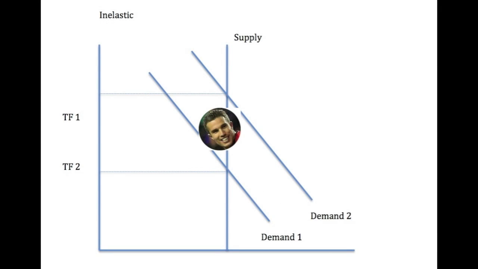Transfer fee 1 reflects Robin van Persie's first transfer to Arsenal for £2.75 million in 2004. As you can see, transfer fee 2 was to Man United for £22.5 million in 2012. This is because a bigger demand, due to his goal-scoring records, has led to his price becoming more inelastic.